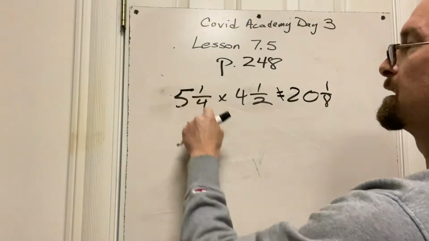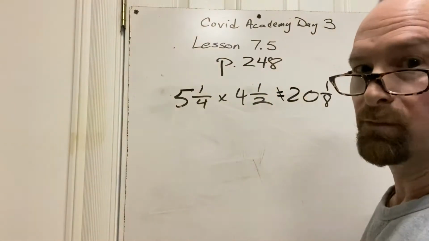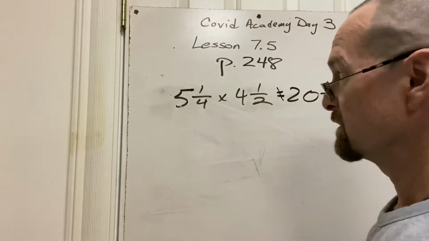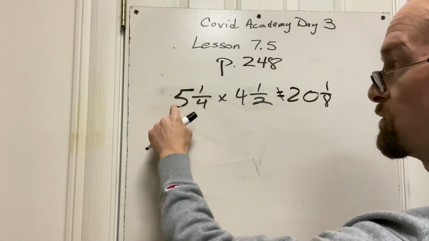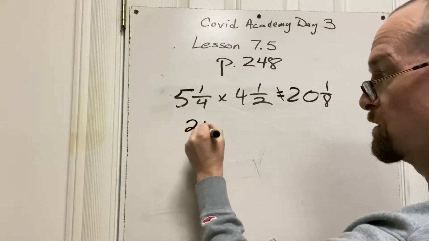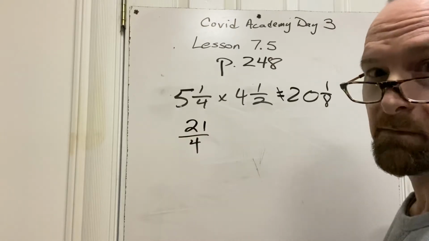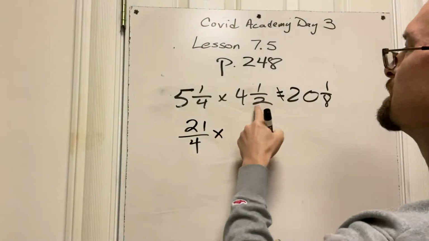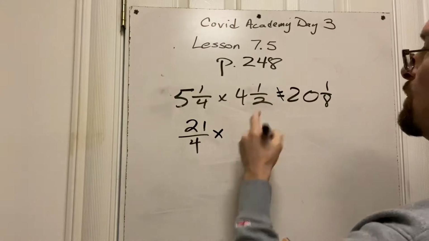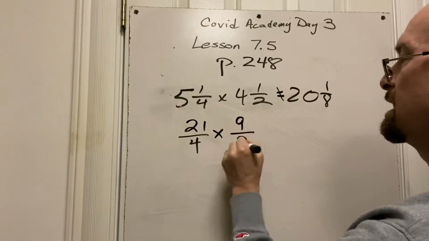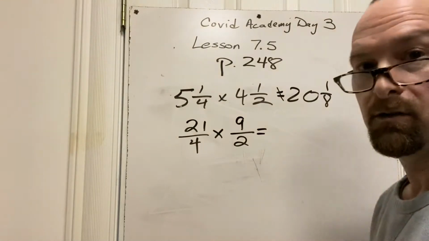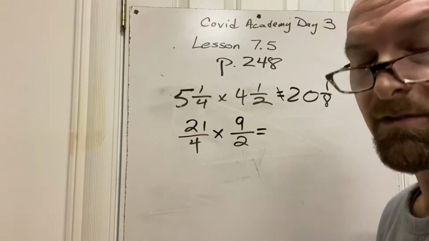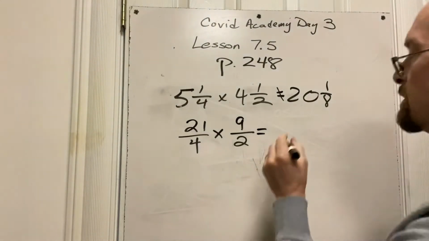Anytime we have to mix numbers like this, we need to change them into improper fractions so they just have a numerator and a denominator. 5 times 4 is 20, plus 1 more is 21/4. That's the same thing. 2 times 4 is 8, 1 more is 9, so 9/2. Now we can do numerators times numerators, denominators times denominators, otherwise known as tops times tops, bottoms times bottoms.